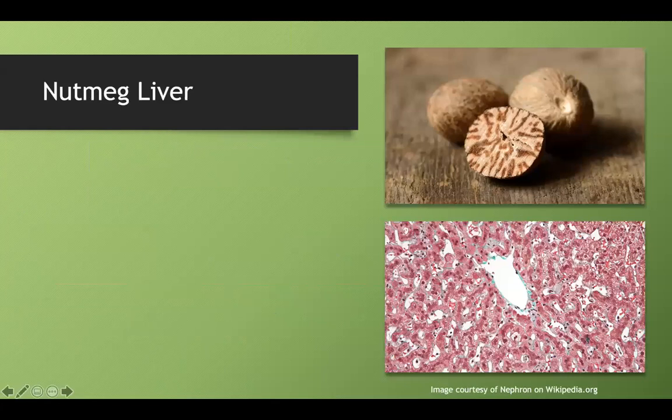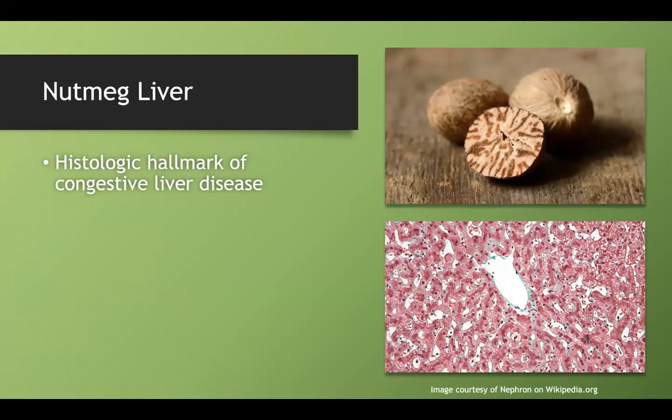This is a picture of what a nutmeg liver looks like. On the top right is a picture of an actual nutmeg, and you can see some of the similarities here. And this is a hallmark of congestive liver disease. So if your liver is congested in the sense that it has a lot of fluid that's backed up in that area, it'll look kind of like this. And you can see the similarities between the two.